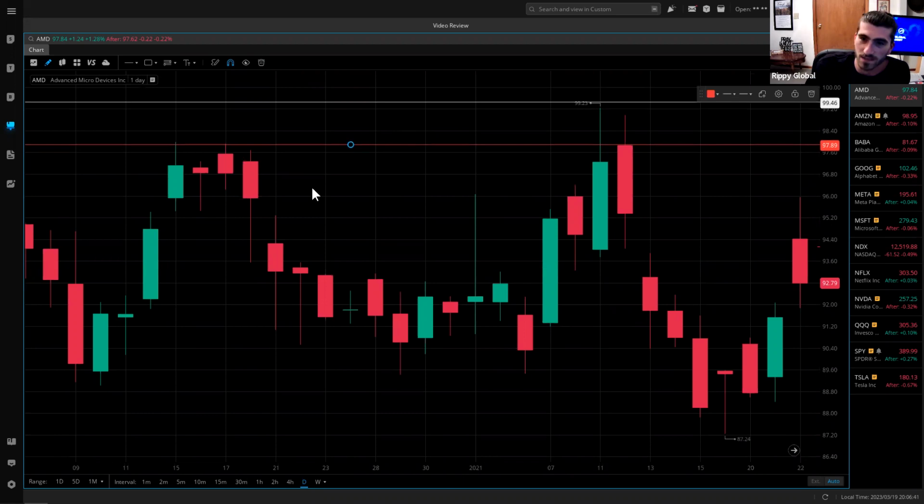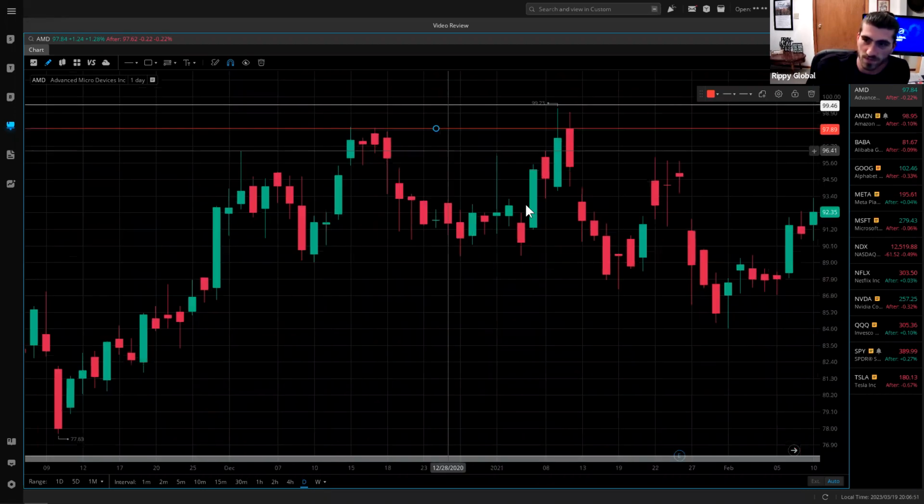I just want an idea of, okay, anywhere where this red line is with the current times, I know that there was rejections because the stock was below and it couldn't break above. So that's why I put this here.